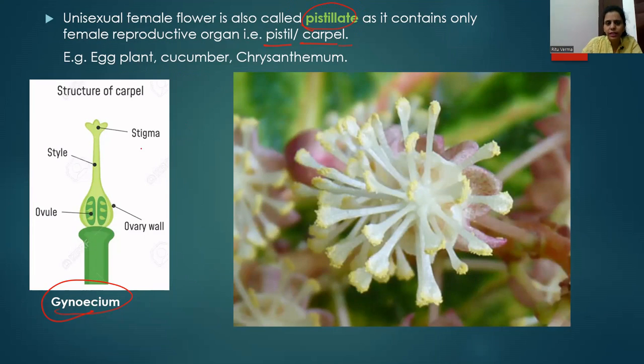This you have already studied in grade 10. Stigma, then we have a long stalk called style, and then we have ovary. So stigma, style, and ovary. These three parts together form the gynoecium, and when any unisexual flower has only pistil or carpel or gynoecium, it is called pistillate. The example is eggplant, cucumber, and chrysanthemum. You can see it in the picture. This is stigma, this is style, and ovary is present. Actually, the ovary is embedded deep inside the flower.